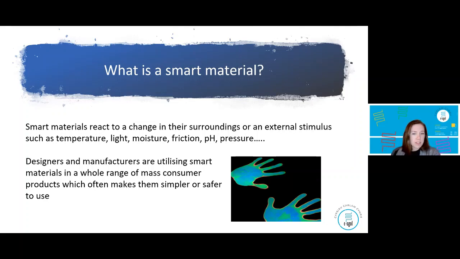Designers and manufacturers are utilising smart materials in a whole range of mass consumer products, which often makes them simpler or safer to use. And that is why smart materials are being developed.